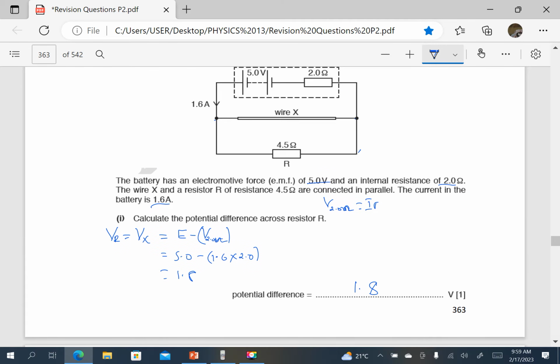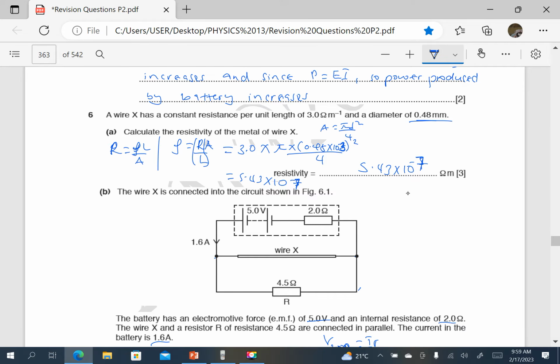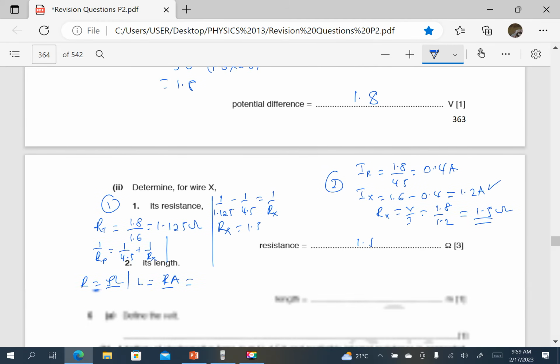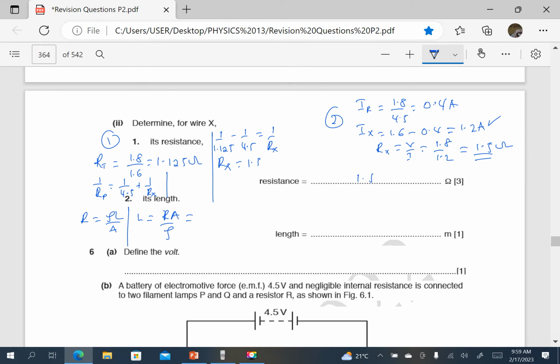Let's check out the resistivity. Where is the resistivity? I think we calculated the resistivity of the metal wire X. We have calculated it above here. And what remains is the area. So area is going to be pi d squared over 4. So I'm now just going to substitute R is 1.5 times the area, which is pi d squared over 4, then divide by rho. So this is going to be 1.5 times pi times the diameter, which was given as 0.48 times 10 power negative 3 to change it to meters, squared, divided by 4. Again, divide this by the resistivity, which is 5.43 times 10 power negative 7.